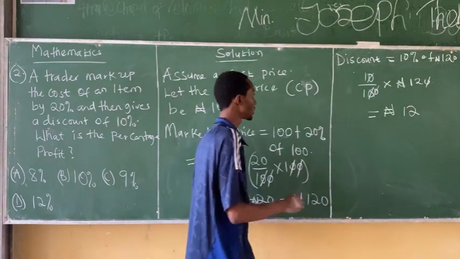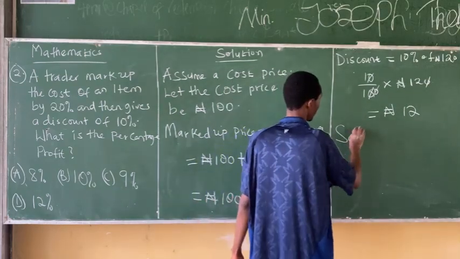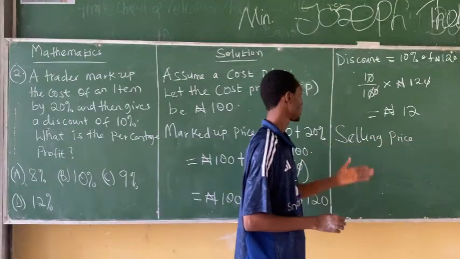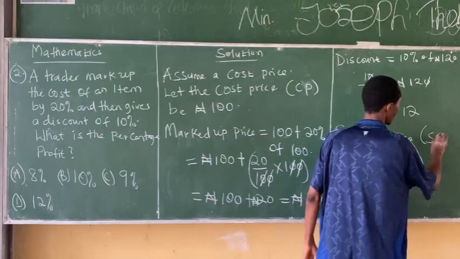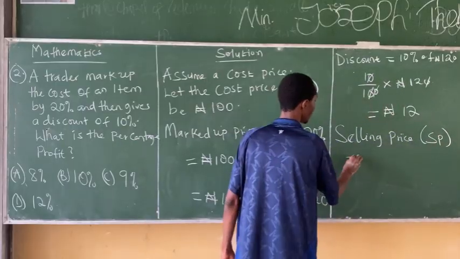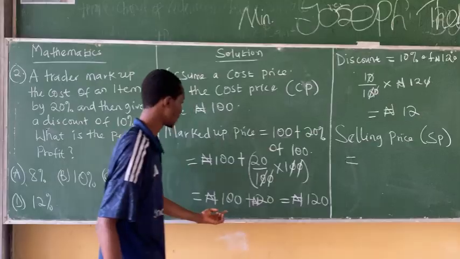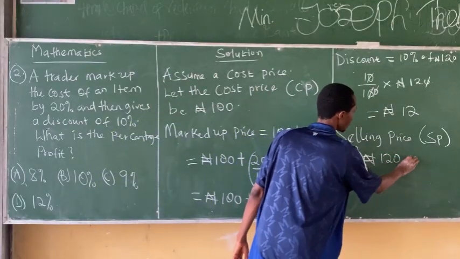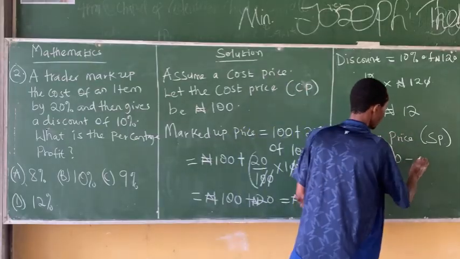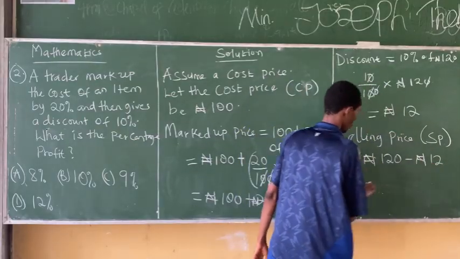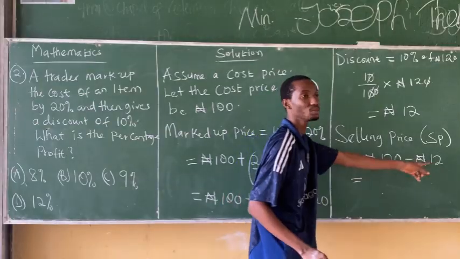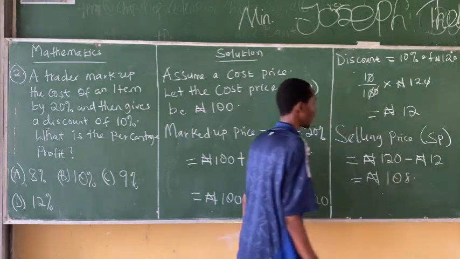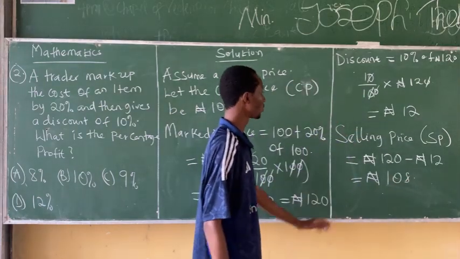There's another thing called the selling price. Selling price, SP, is equal to the mark price. The mark price here is 120 minus the discount. The discount is 12. This will give us 120 minus 12, which is 108. That is the selling price. Now we have gotten the selling price.